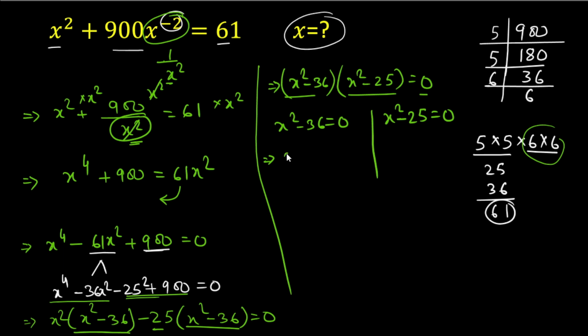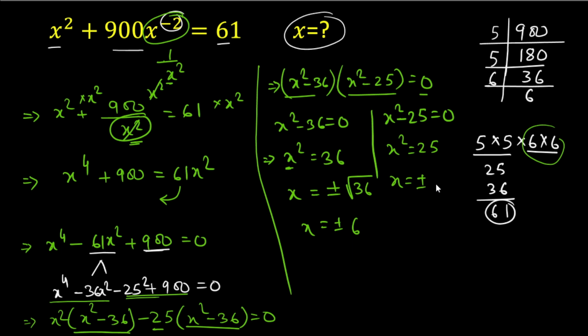Now here x square is equal to 36. For calculating the value of x, we'll take the root of both sides. So we have x on the left hand side and on the right hand side plus minus square root of 36. So the value of x will be plus minus 6. And here x square is equal to 25, so the value of x will be plus minus 5. And here we have 4 solutions of x, that is plus minus 6 and plus minus 5. This is our answer to this question.